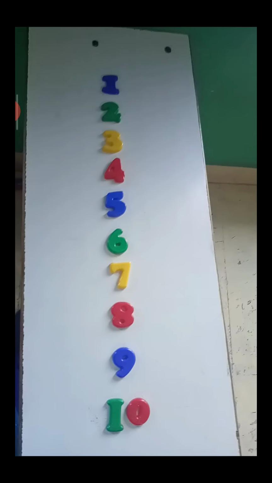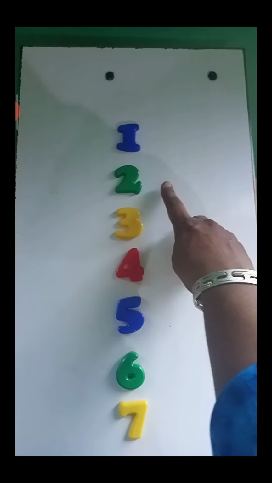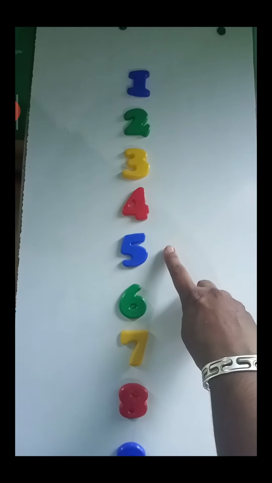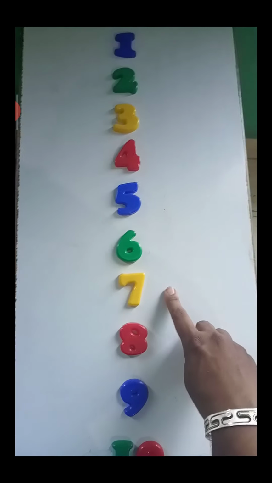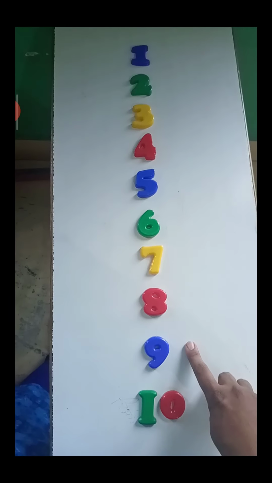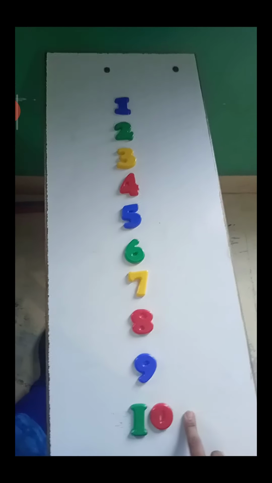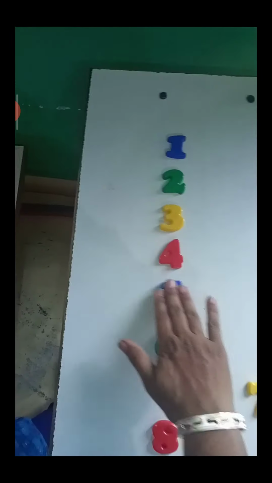Firstly, we read the numbers 1, 2, 3, 4, 5, 6, 7, 8, 9, 10. Now students, I pick some numbers from outside. Now tell me students, which number is missing? What comes before 2? 1. Very good. So place it 1 here.